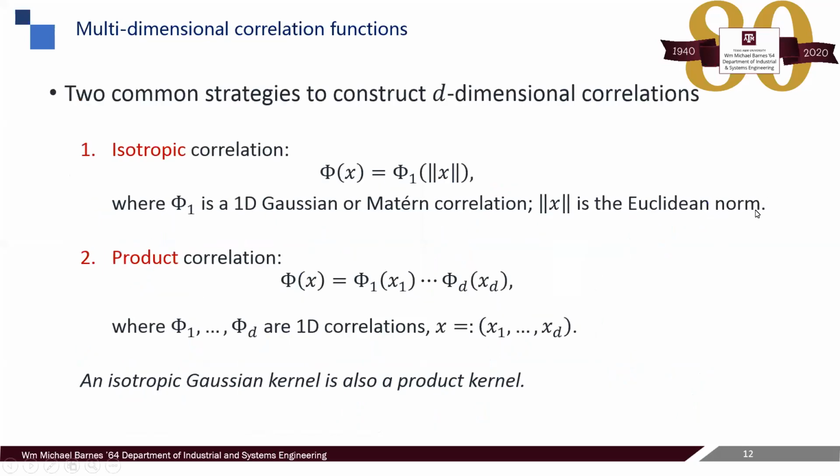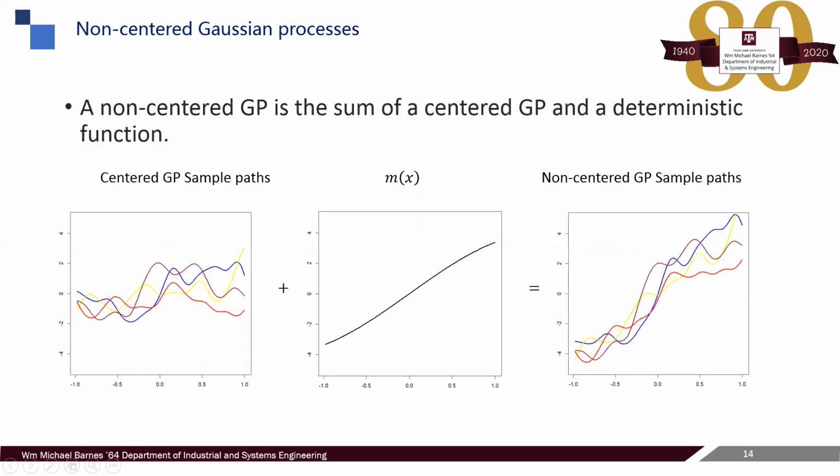Okay, so for non-centered GP, actually the idea is simple. Just consider the centered GP sample path plus your mean value, and you get a new sample path for the non-centered GP. So that's a simple addition process.